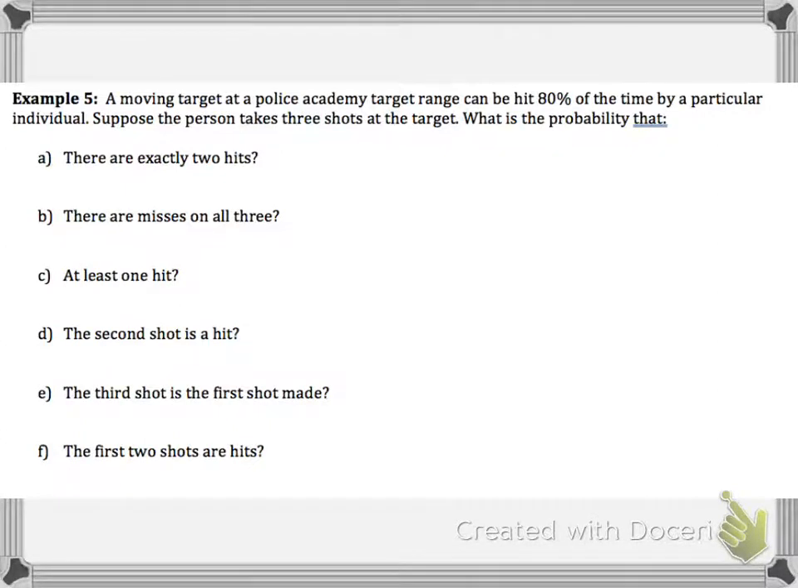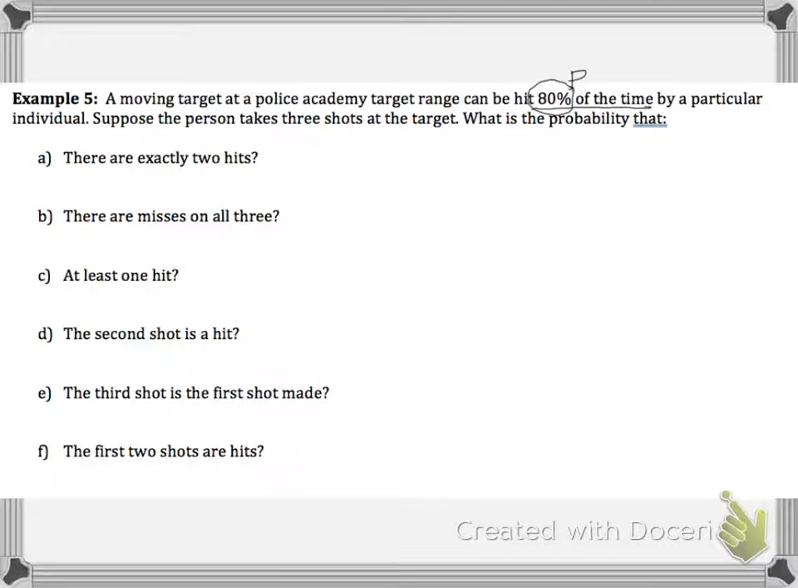Okay, we're going to try this binomial example together. So how do I know it's binomial? Let's read through it. It says a moving target at a police academy target range can be hit 80% of the time. So I either hit the target or I don't. The percentage that they give me in the problem is the P that we discussed in the notes.